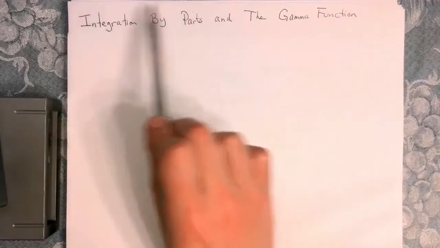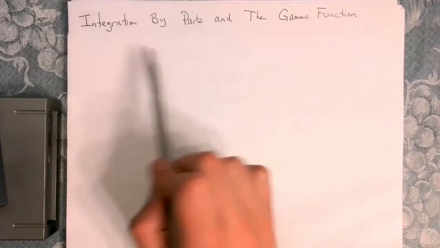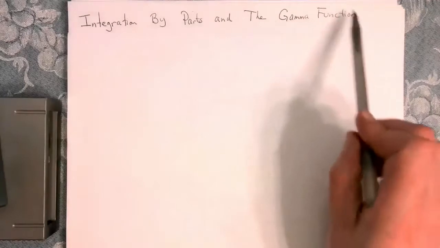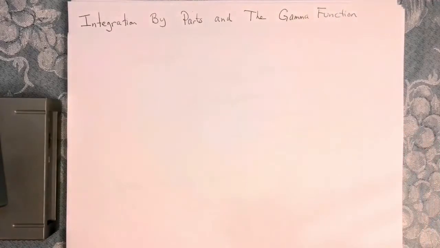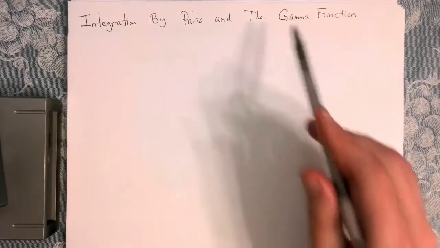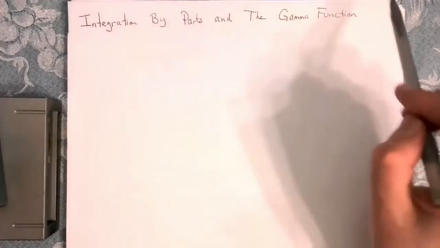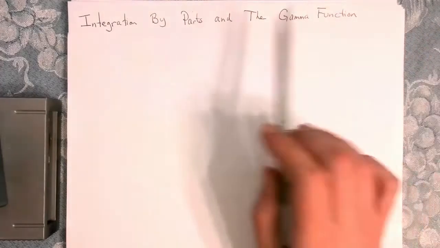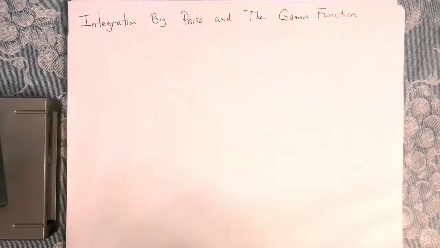So I want to go over integration by parts, which you've seen in single variable calculus. And I want to introduce something called the gamma function, which generalizes factorials to real numbers that aren't natural numbers, right? So positive reals that aren't natural numbers. There is a way to define it in terms of complex numbers and whatnot, but we're not going to need that. So we're going to talk about this gamma function.